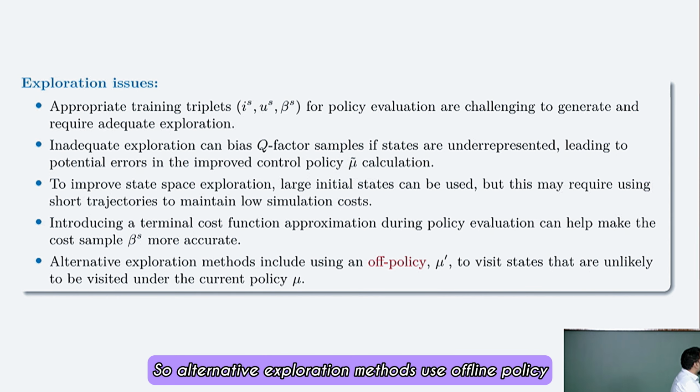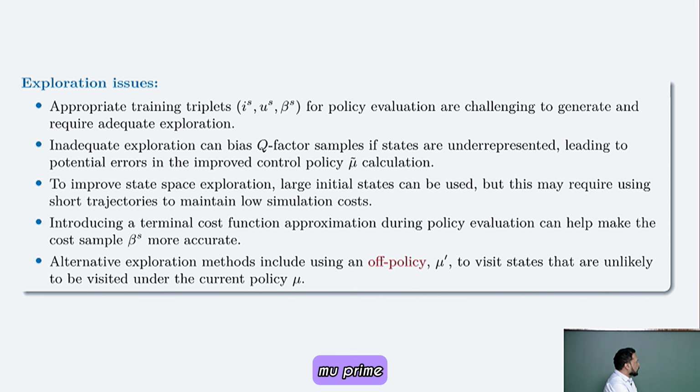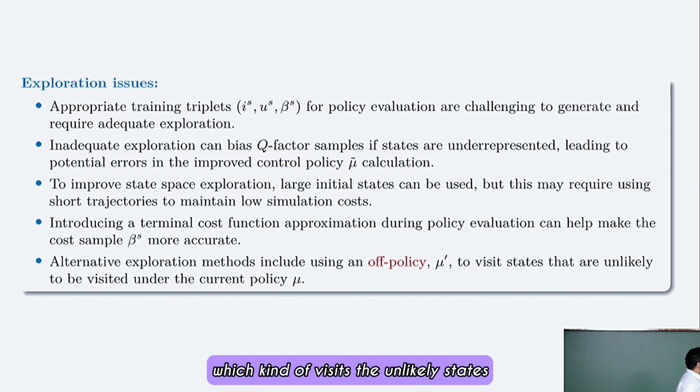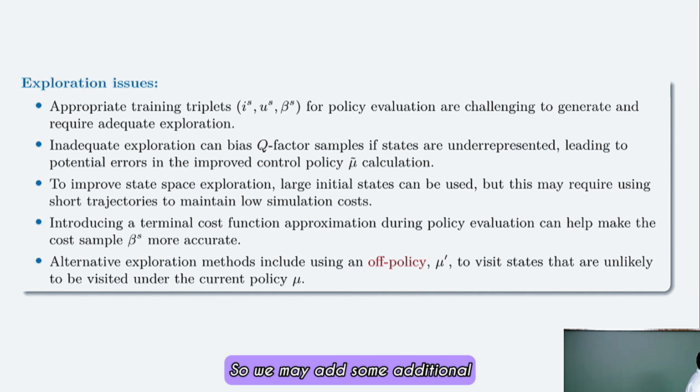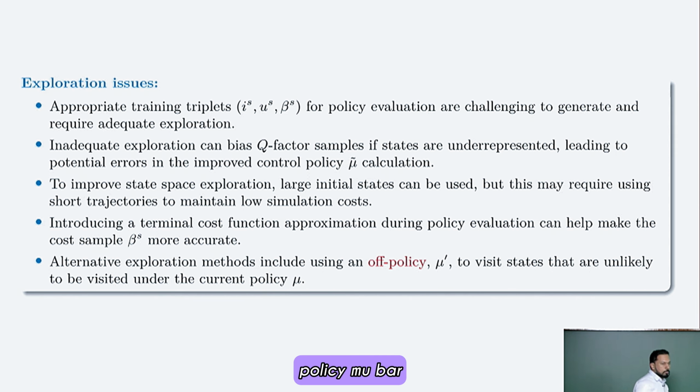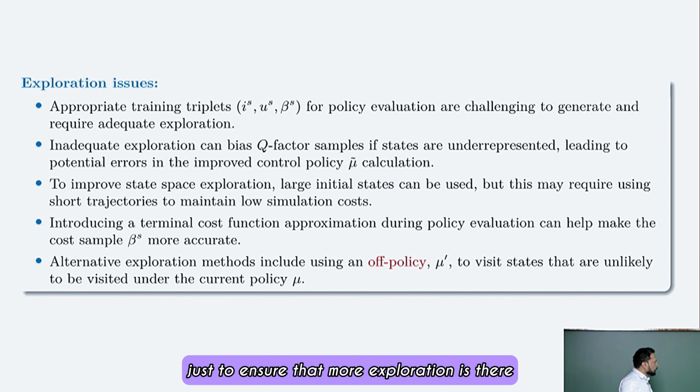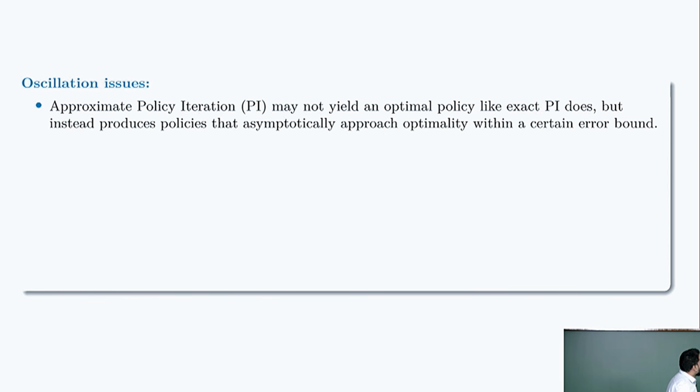Alternative exploration methods use off policy, where another policy mu prime visits the unlikely states more often. So we may add some additional policy mu bar, just to ensure that more exploration is there. There are some issues with the oscillations.